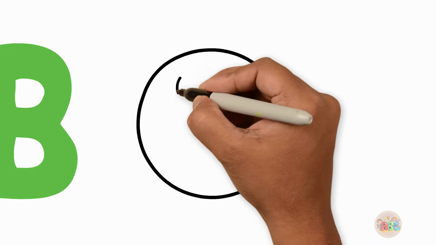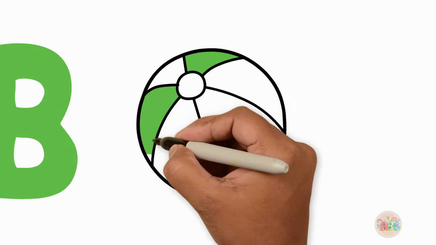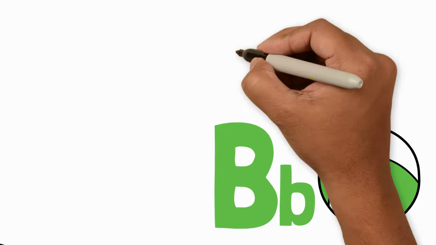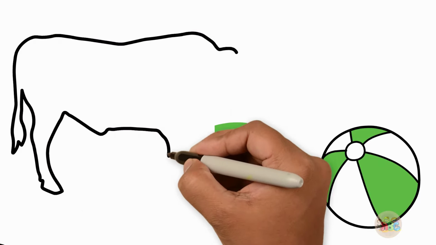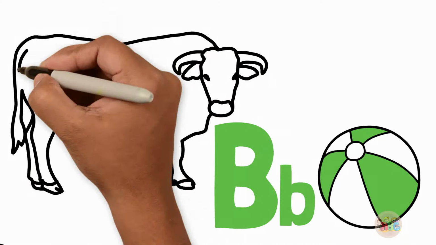B. B is for ball. Say with me. Ball. Again say with me. B. B is for bull. Say with me. Bull.